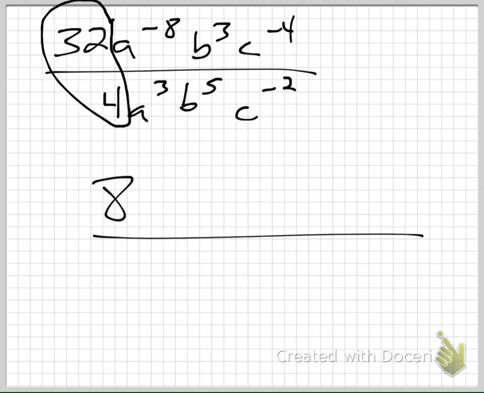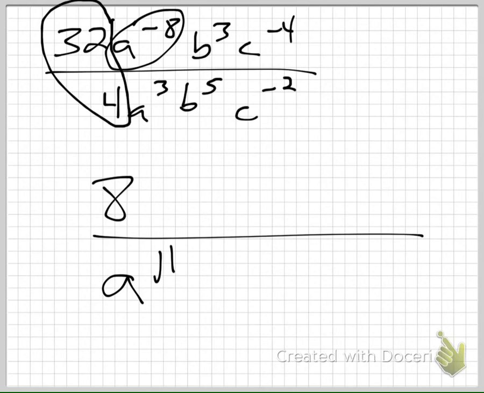Draw the fraction bar. I have a to the negative eighth on the top, a to the third on the bottom. I'm trying to get rid of the negative exponents, so which one am I going to deal with here? Negative 8. I have negative 8 up here. What am I going to do with it? Flip it to the bottom. What's that going to do? Combine. It's going to combine that positive 8 with a 3, making it a to the 11th on the bottom. Agreed?